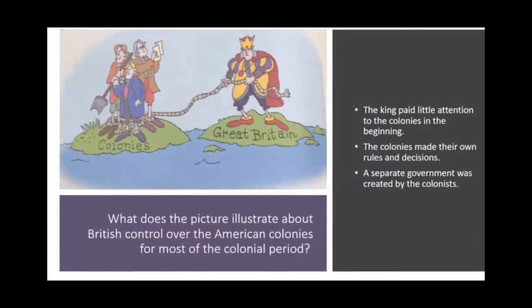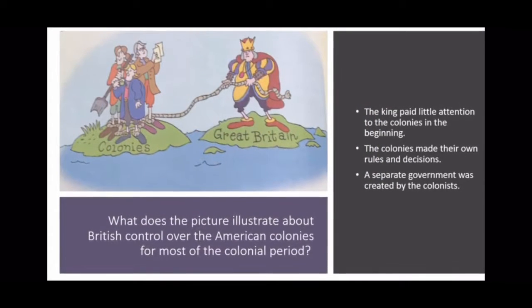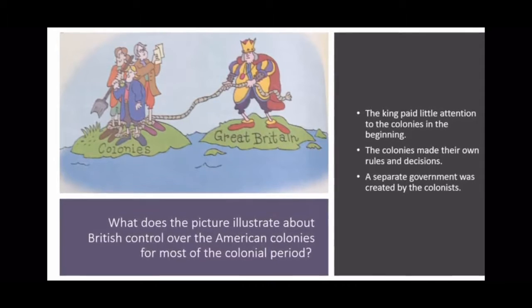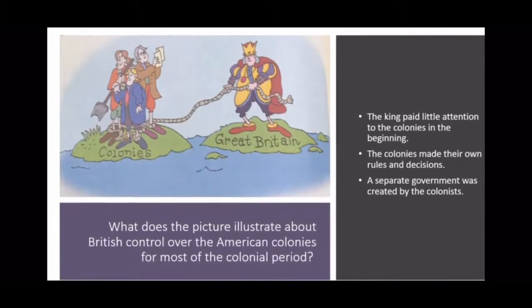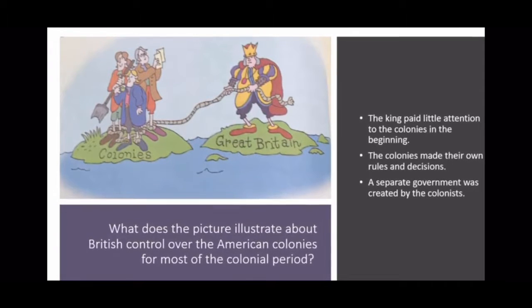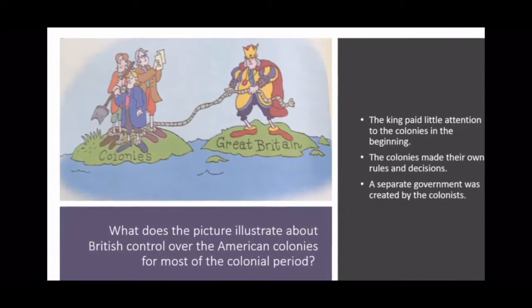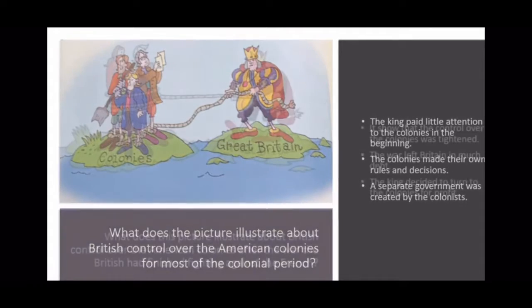What does the picture illustrate about British control over the American colonies for most of the colonial period? The king paid little attention to the colonies in the beginning. The colonies made their own rules and decisions. A separate government was created by the colonists.